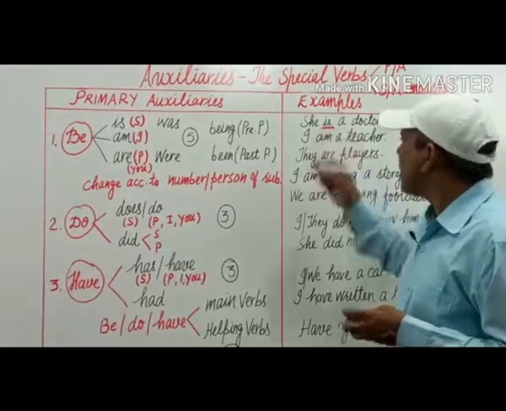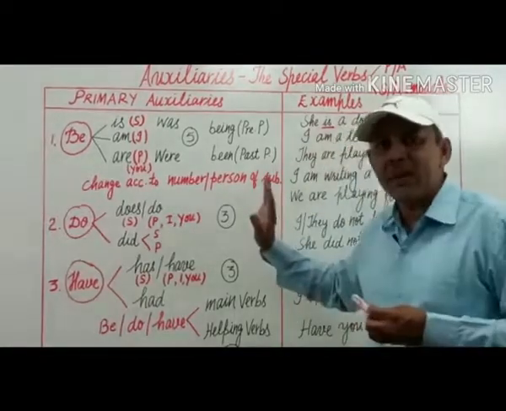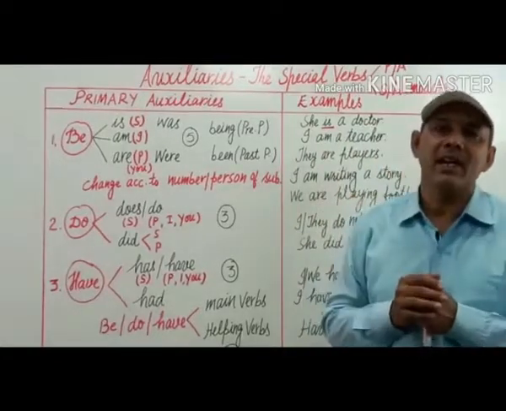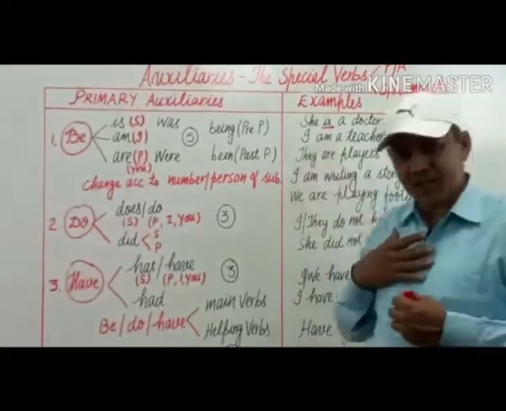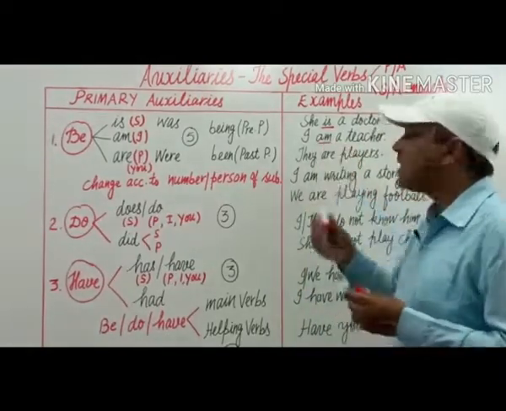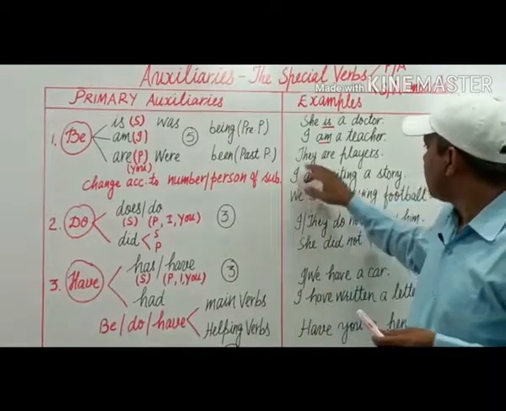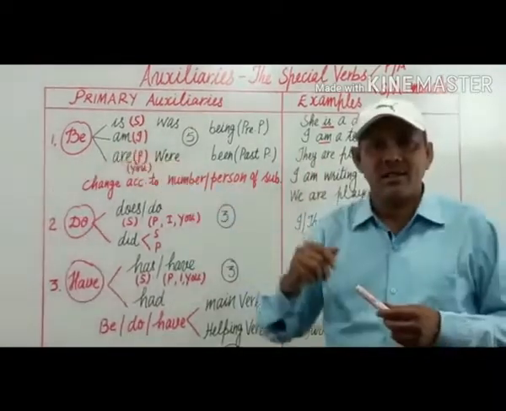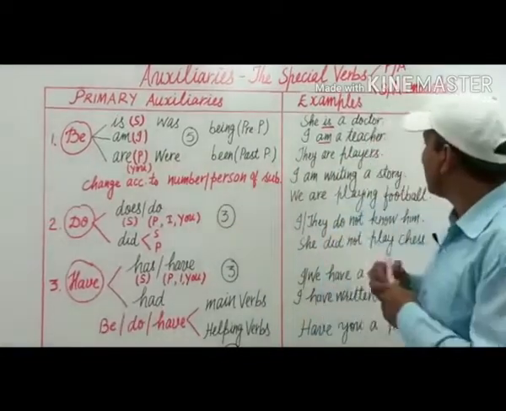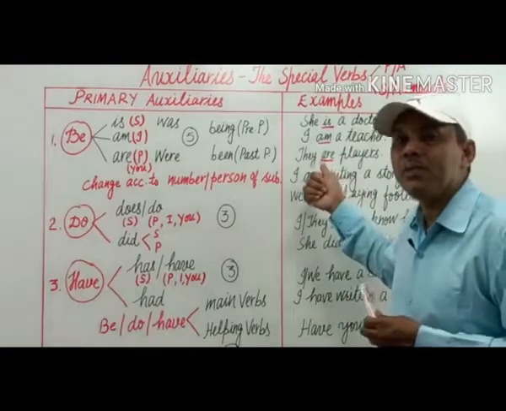She is a doctor. There is no other main verb in this sentence, so it plays the role of the main verb itself. I am a teacher. Here, the verb am is acting as the main verb of the sentence. They are players. Here, this word are is acting as the main verb in this sentence.